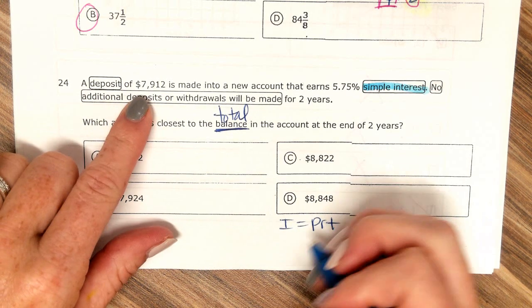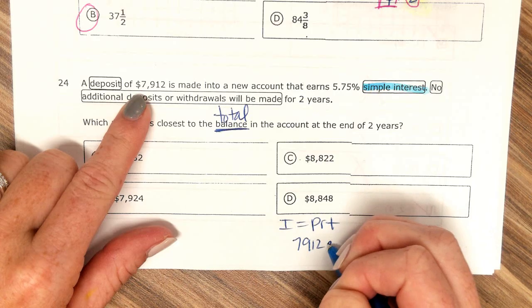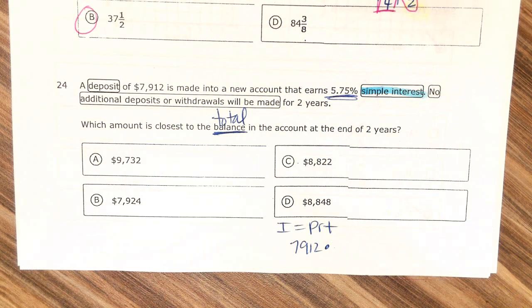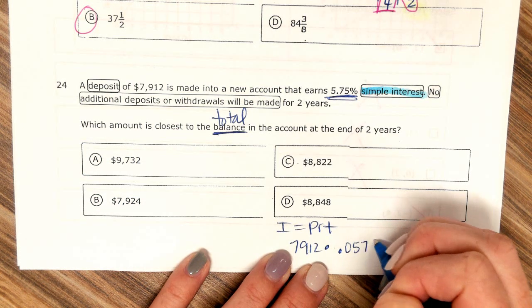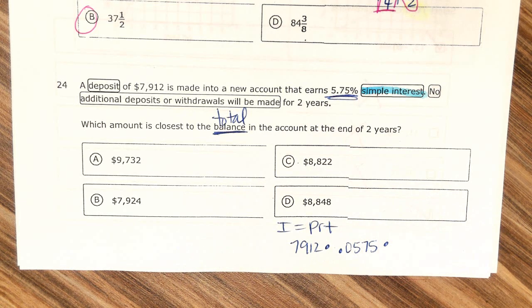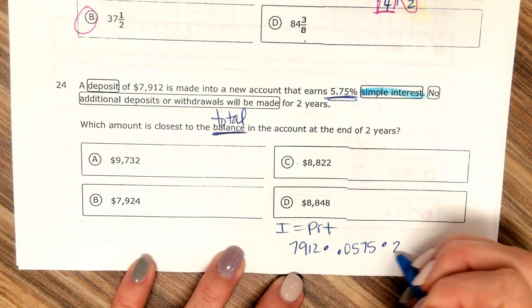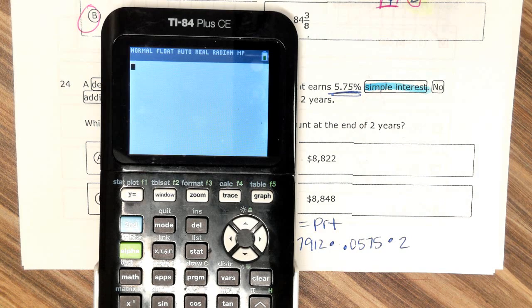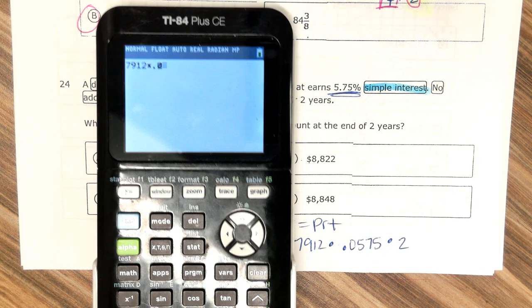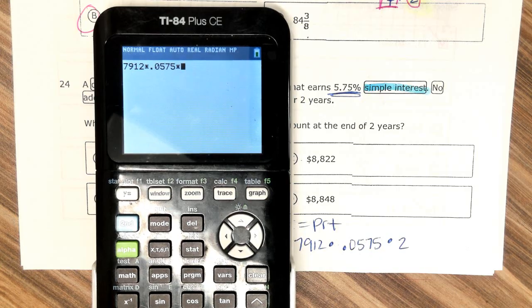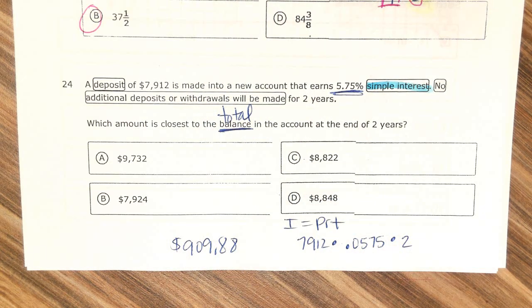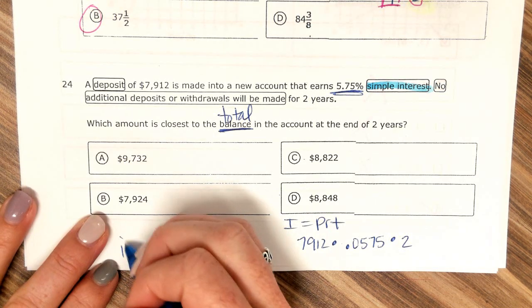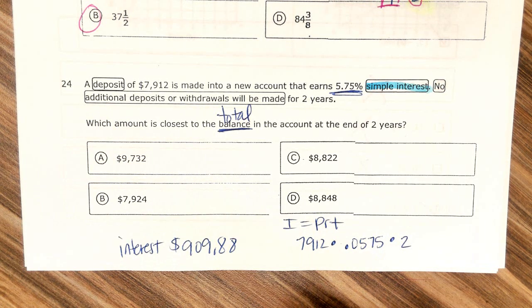All right, so here we go. I need the P, 7,912 times the R. What do I have to change this percent to? By putting it over 100, or moving the decimal 2 places to the left. So 0.0575 times how many years? 2. So I'm going to go put that in my calculator. $909.88. That is not the answer. That is the interest. They want the total balance.